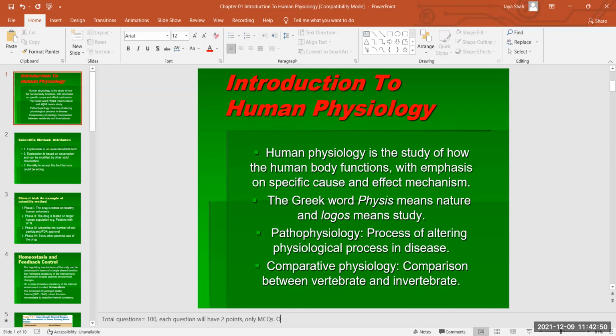Out of 100 questions, 50 questions will be from the content of term 3. And the rest of the questions will be from midterm 1 and 2 contents.